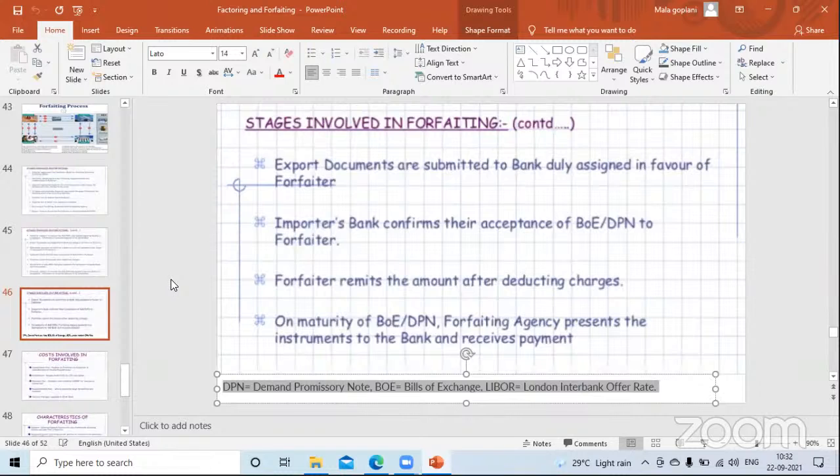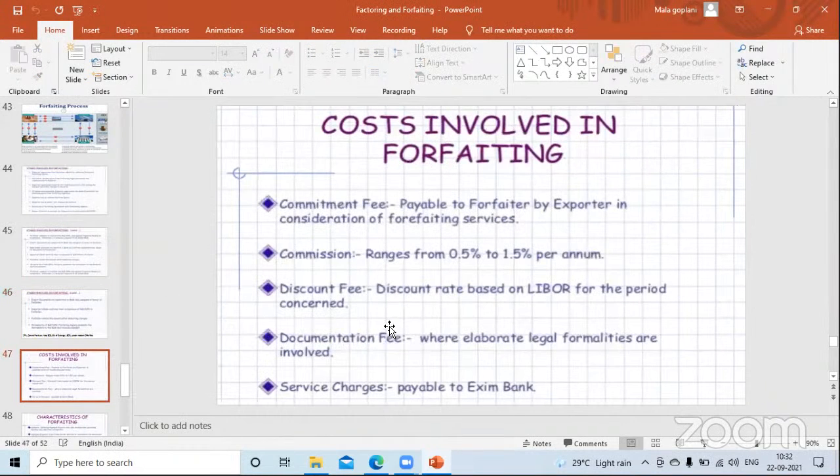So LIBOR means London Interbank Offer Rate. So it is decided according to that. The discount fees is decided according to the LIBOR for the period concerned. Suppose the period is for 1 year. So according to the LIBOR, the discount rate will be little higher. Suppose the period is for 8 months. So discount rate will be based on that particular period. But it will be standard as per the LIBOR. Everybody has to follow as per the rates as given by LIBOR.